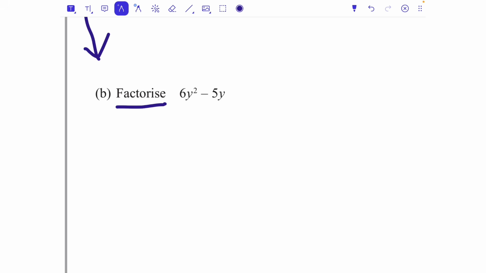Because they have something in common, I know it's only going to be one bracket. So they both have a y, so we can put that outside the bracket. y times what is going to give me 6y squared? Well, I know I'm going to need a 6, but that would only give me 6y. I want it to be 6y squared, and we know we get y squared from timesing a y by another y, so I'm going to need a y there as well.